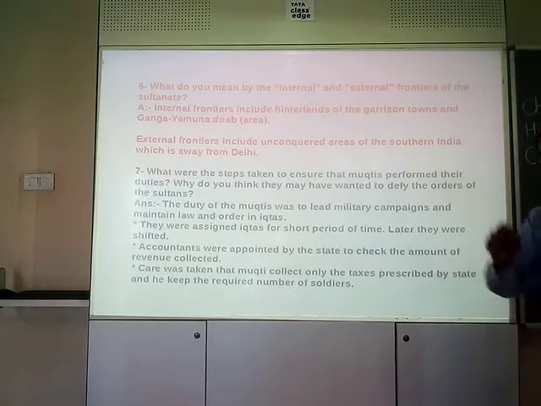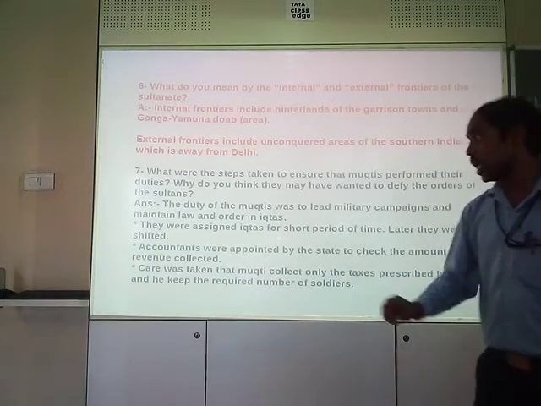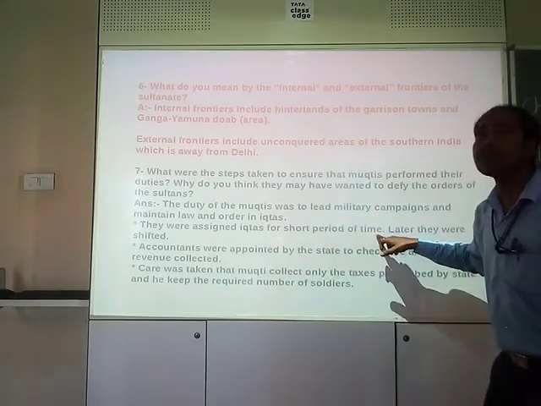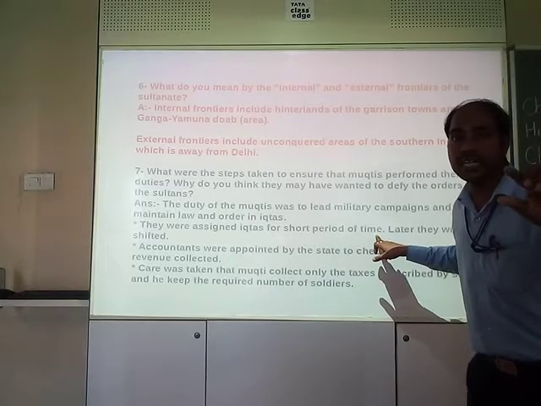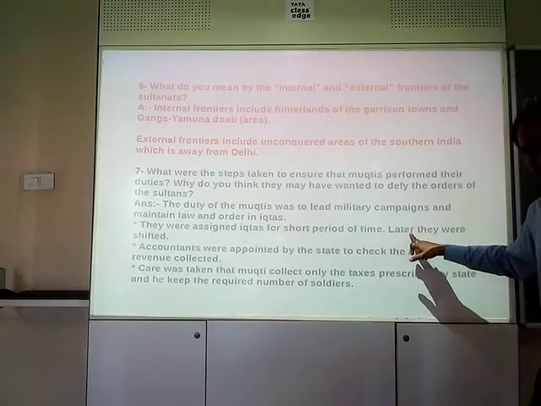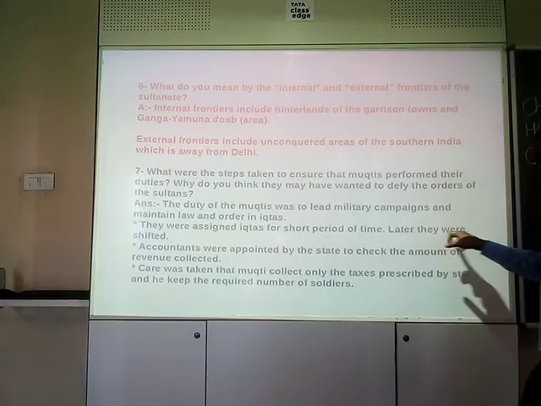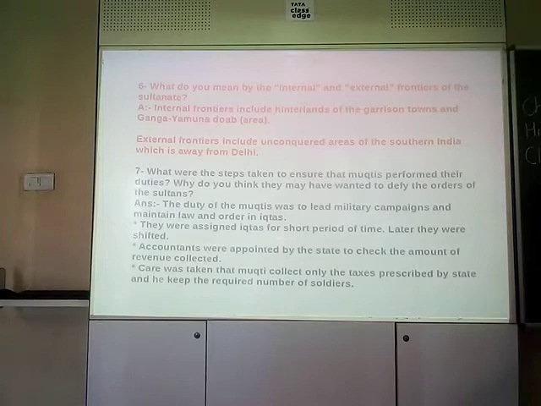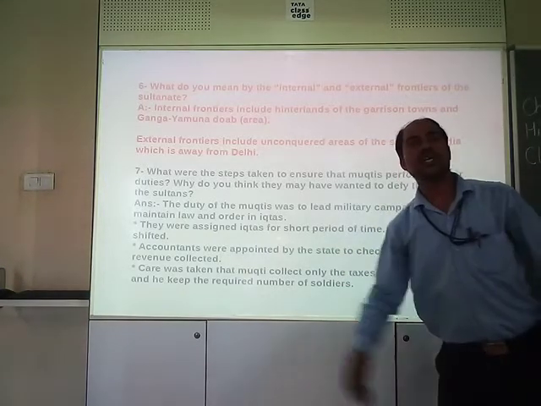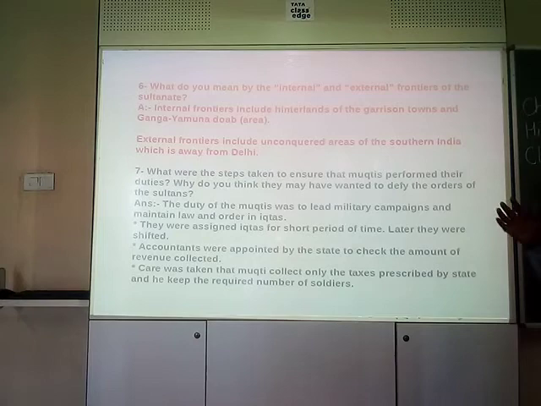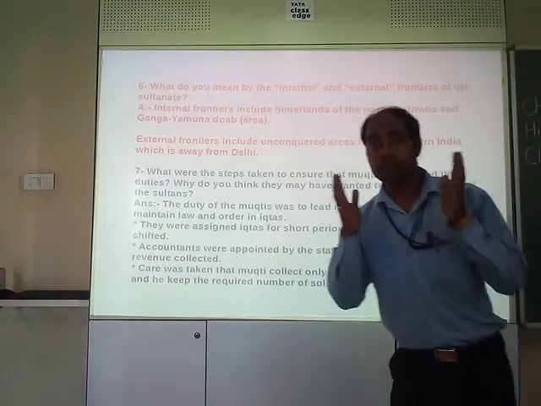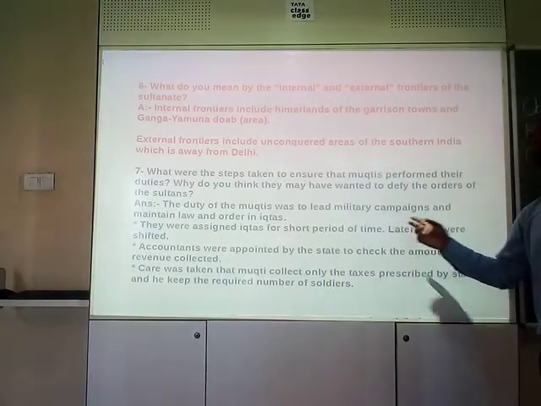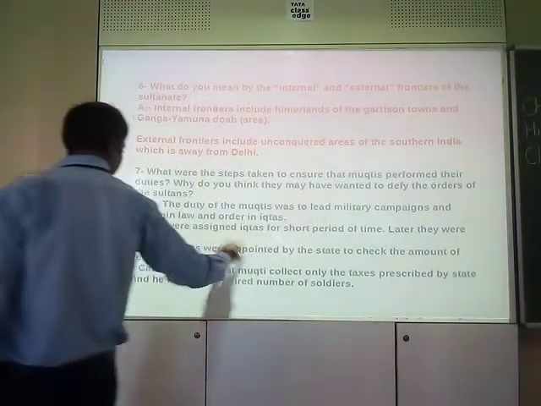So in order to avoid those conditions, the king assigned them the Iktas, or the piece of land, for a short period of time. Later, they were shifted. So they were given the Iktas for a shorter period of time. Moreover, they were shifted after regular intervals of time, so that they could take care of that piece of land temporarily, not permanently. Clear?